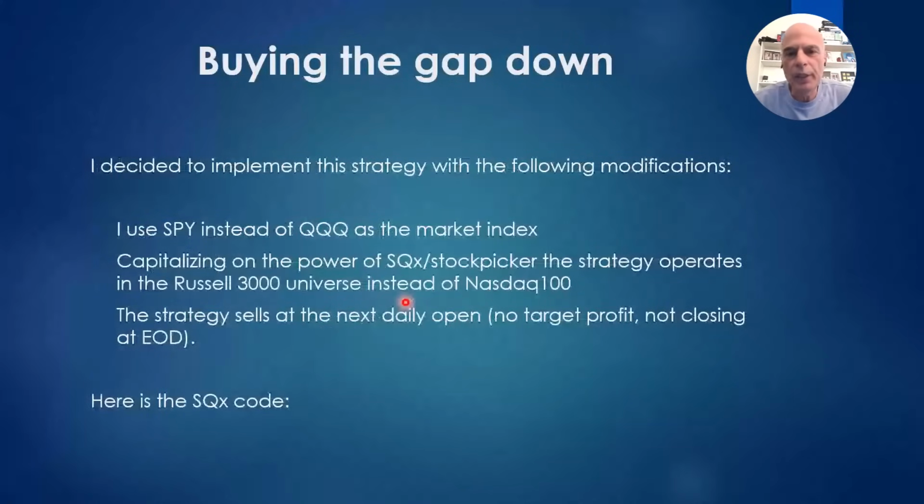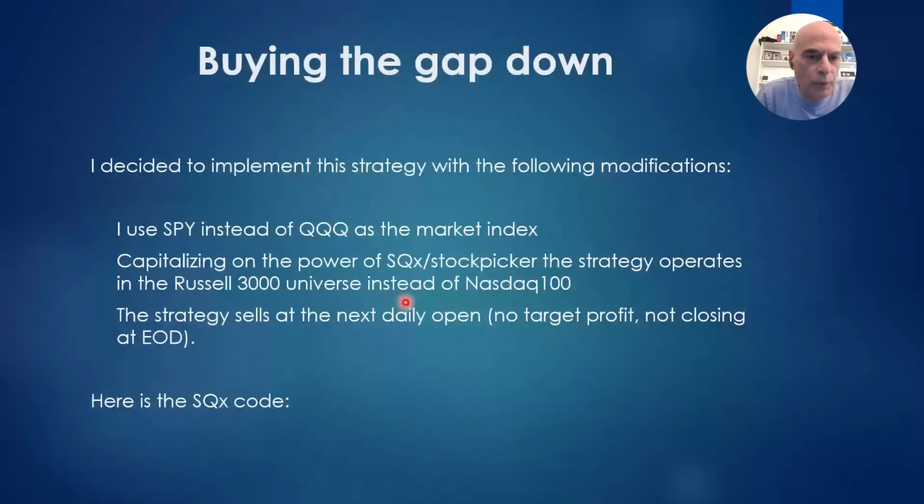I decided to modify this particular strategy after some testing, and also because of the great power of SQX to test a bigger universe of stocks. Because originally this idea had in mind the Nasdaq 100 universe. So instead of using the QQQ as the market index, I use SPY, the SPY ETF. And of course, I'm looking at the Russell 3000 universe.